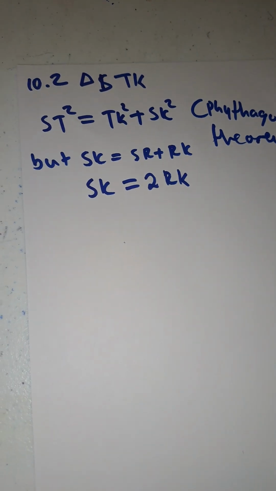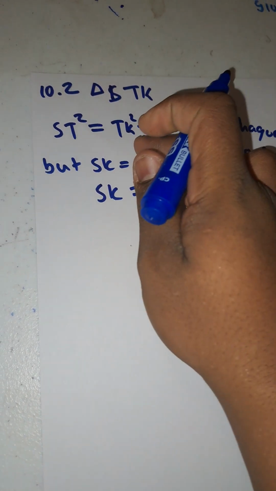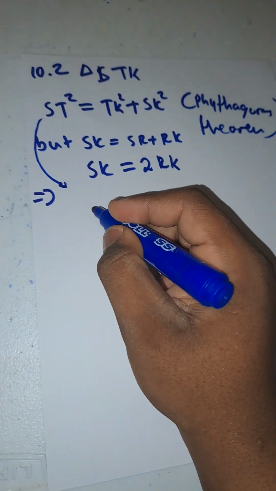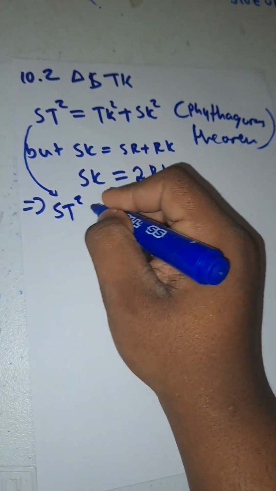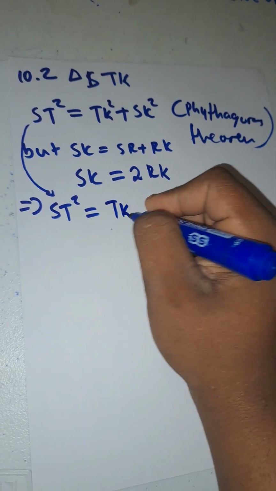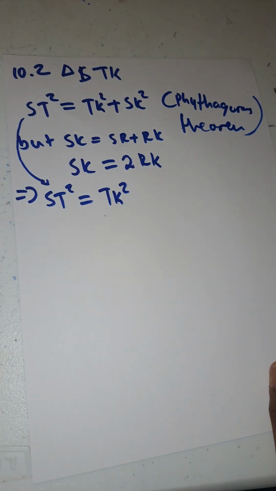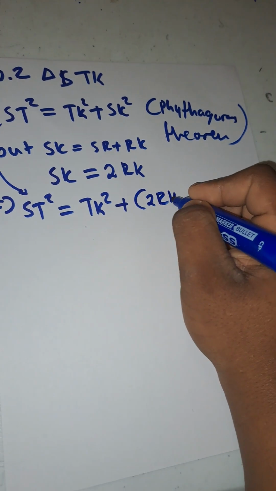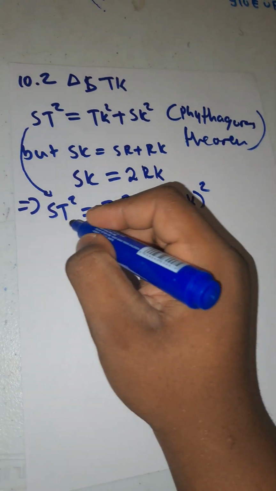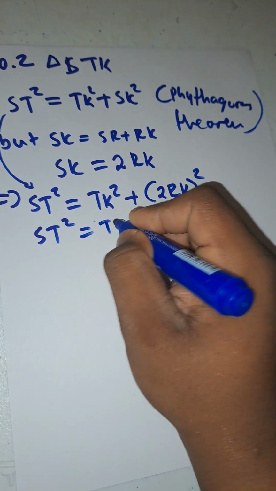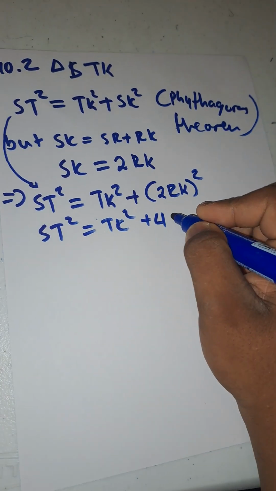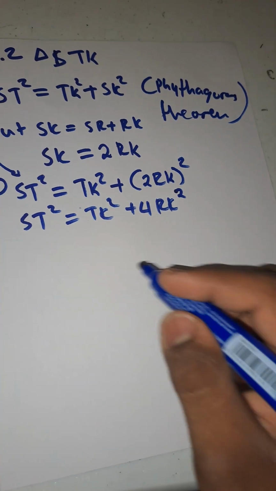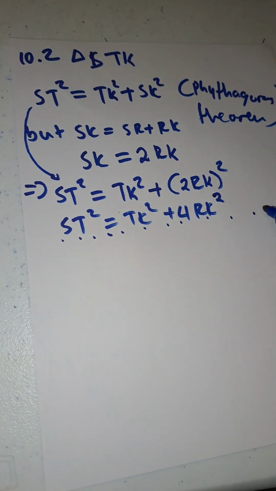What you can basically do now is go back to our Pythagoras theorem and bring it here. So now I'll have what? My ST squared equals what? TK squared. But where there is SK, I'm going to put what? 2RK squared. Then I'm simply going to say ST squared is equal to TK squared plus 4RK squared. You see? Now this is going to be equation 1.